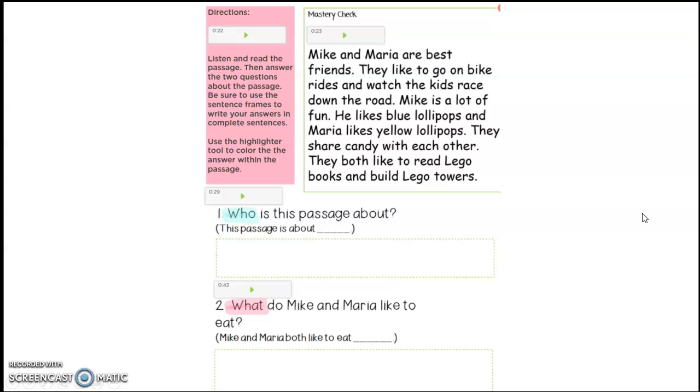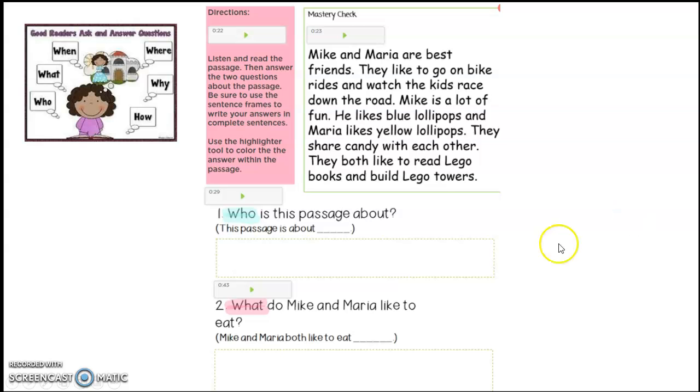Now you're going to complete your mastery check on ClassKick. In the pink box, you will click on the recording to listen to the directions so that you will know what to do next. You'll be reading the passage and answering the questions below. Remember to use complete sentences when answering your questions. It's important we answer questions because good readers ask and answer questions.